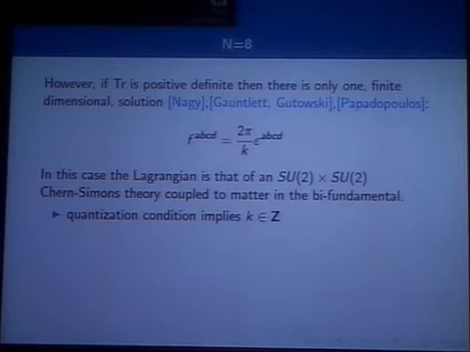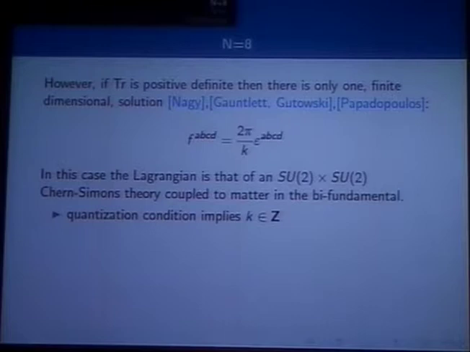But then there was a result that, more or less, there's only one example of this. That's to say that if the trace is positive definite, and you're looking at finite dimensionals, then basically the unique solution is that there are four generators, and F is just epsilon ABCD with some constant, which I've written as 2 pi over k. And I believe these authors were the first to show it. In that case, this one theory we have is just an SU2 times SU2 Chern-Simons theory, or an SO4 theory, if you like, and matter is in the bifundamental representation.